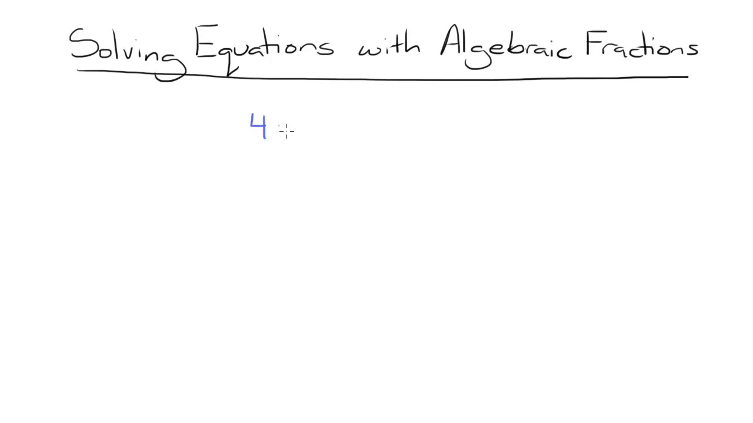4x over 5 equals 3x over 10 plus 9. This one we're going to solve a little bit differently. So for this problem, I'm going to solve for x by eliminating the fractions in our first step. To do this, we simply multiply the entire equation by the least common multiple of the denominators of the fractions in the problem. In this case, our denominators are 5 and 10, and the least common multiple of 5 and 10 is 10. So multiply the entire equation by 10.